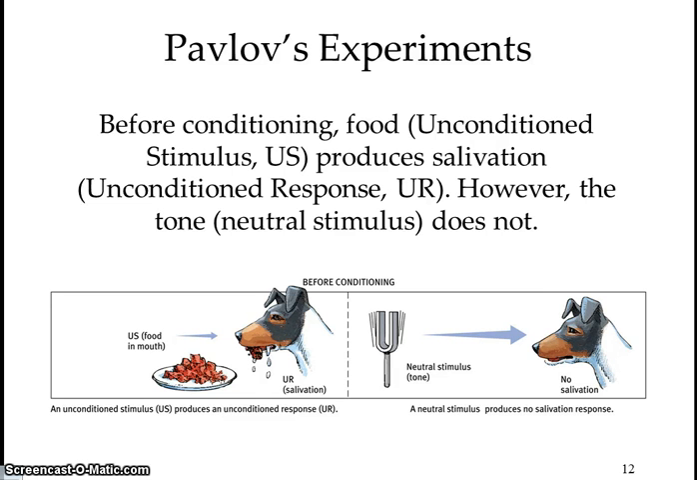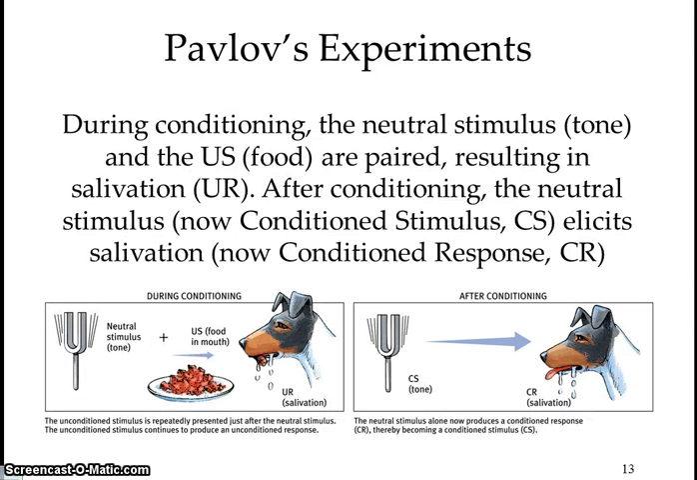Then what Pavlov is going to do is bring in a bell. He brings in a bell, this tone, and that's neutral. The dog doesn't do anything to it. He's probably just looking at Pavlov, thinking, okay, crazy guy. So this is the setup of the experiment.